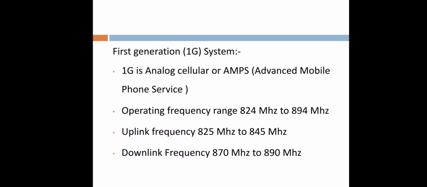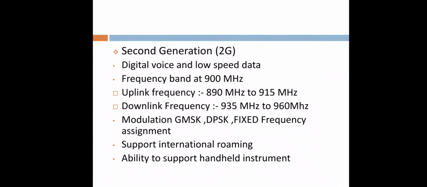Now we are discussing the specifications of all the generations. First generation, 1G, is analog cellular or AMPS, Advanced Mobile Phone Service. Operating frequency range is 824 MHz to 894 MHz. Uplink frequency range is 825 MHz to 845 MHz, and the downlink frequency is 870 MHz to 890 MHz.